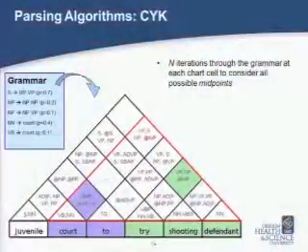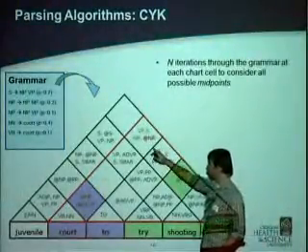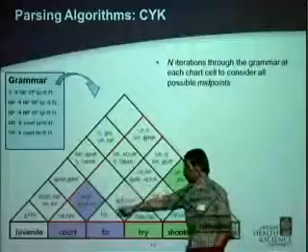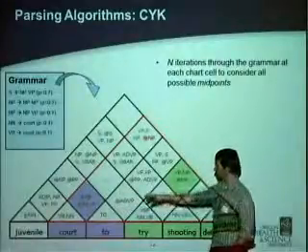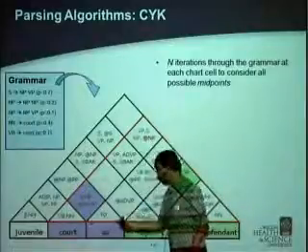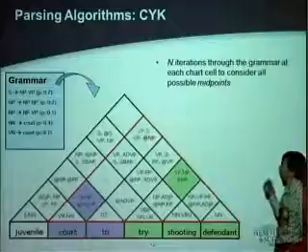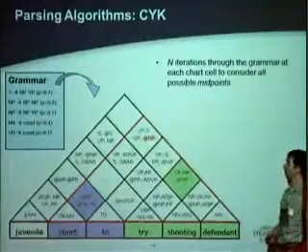Also note that when we're filling entries into a cell with a binary rule, we have to consider which span the left non-terminal covers and which span the right non-terminal covers. So effectively, we have to check every single one of these midpoints, which is another n iterations, which makes the CYK algorithm kind of slow.